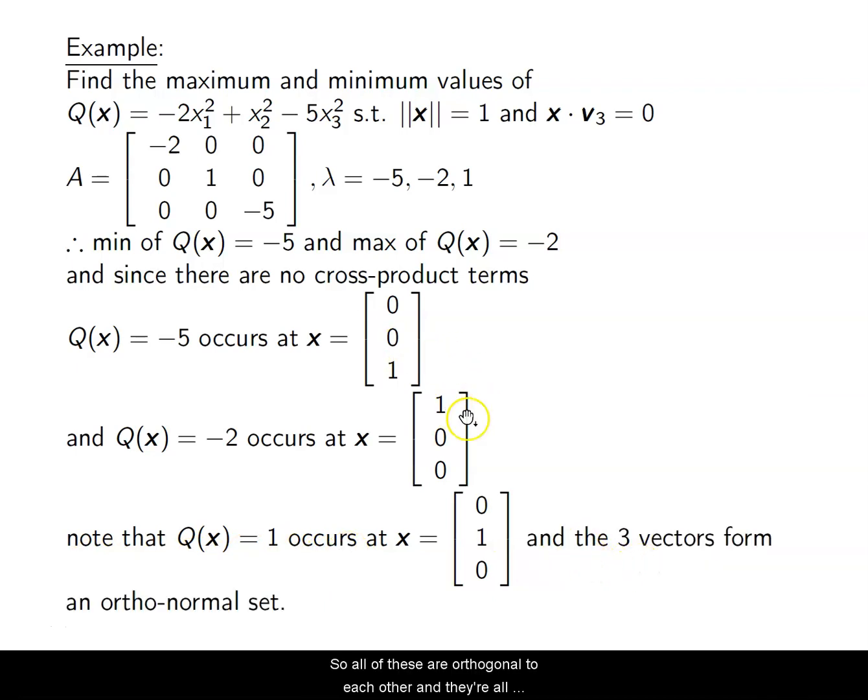So all of these are orthogonal to each other, and they're all normal, right? They all have a length of 1. They're all unit vectors. And so that's it, right? So the constraints are met. They're all orthogonal to each other. They all have a length of 1. There's no cross product term, so it's very, very easy to find my solution here.